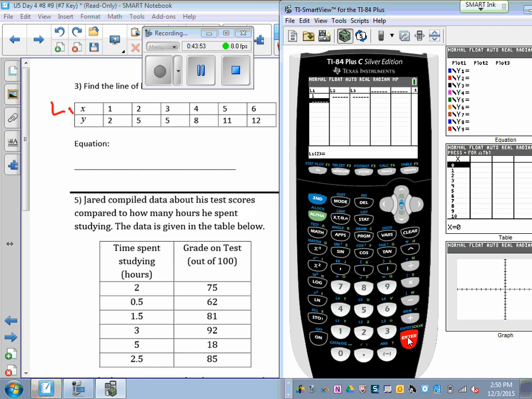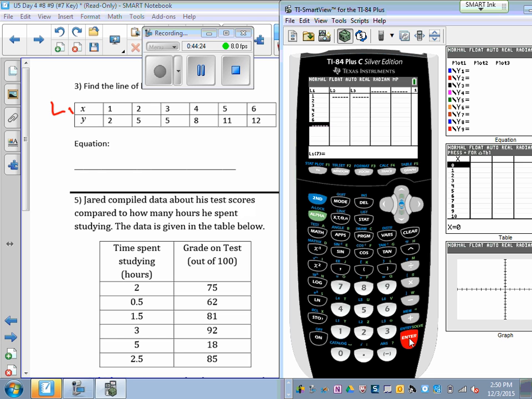So what I just did was hit 1, enter. Then my next number is 2, enter. Next number, 3, enter. And then 4, enter. 5, enter. 6, enter. This is going to take a while at first, but you get pretty fast at it.